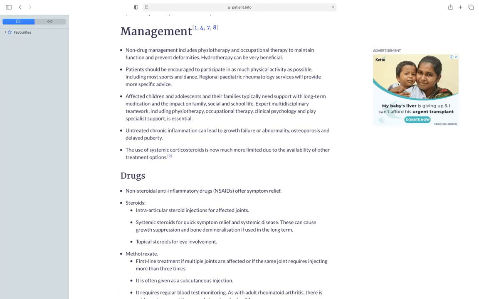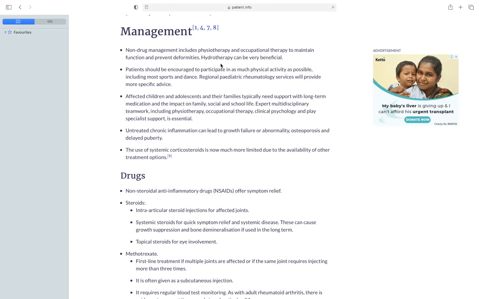In management, always divide yourself into non-medical management and medical management. This is very important here. So let's go to the non-medical management. Non-drug management includes physiotherapy and occupational therapy to maintain function and prevent deformities. You will mention physiotherapy and occupational therapy in your multidisciplinary team management. And hydrotherapy, like swimming, can be very beneficial.